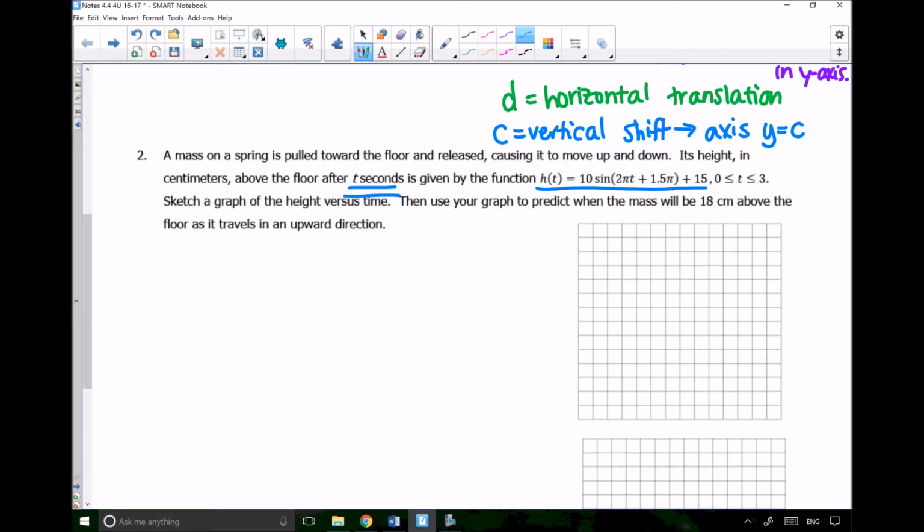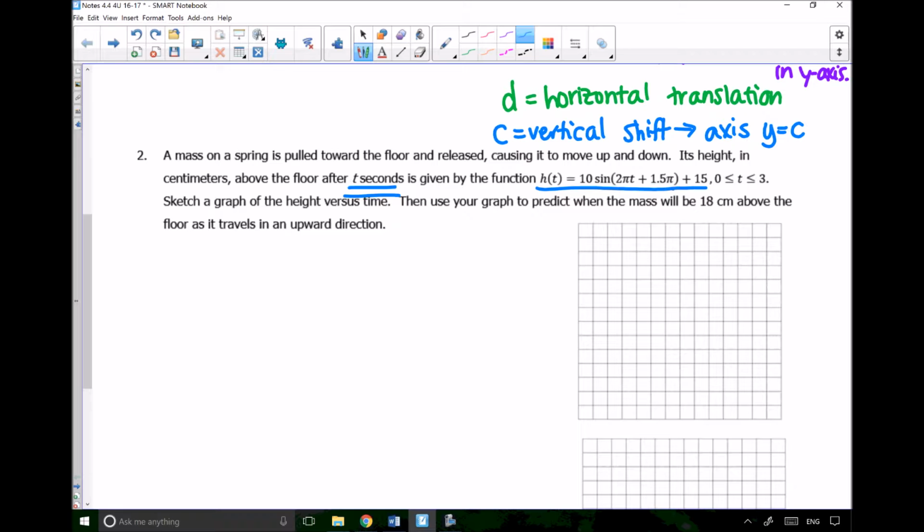Between 0 and 3 seconds. So I want to sketch a graph of the height versus time, and then we're going to use our graph to predict when the mass will be 18 centimeters above the floor as it travels in an upward direction. Now we have two pieces of graph paper here because we're going to look at what happens before we do our horizontal shift, and then we'll apply our horizontal shift afterwards. So this will be our final answer right here, our final graph, okay?